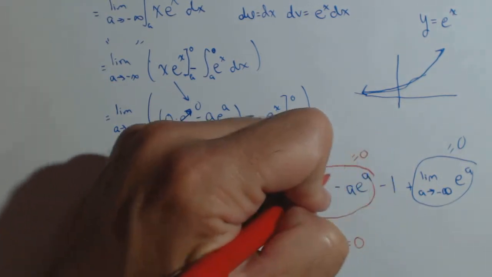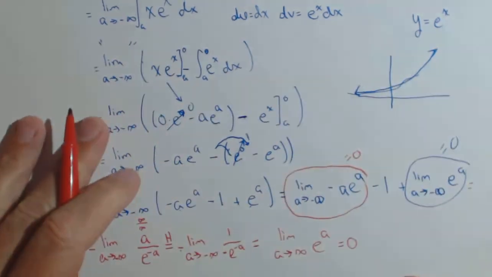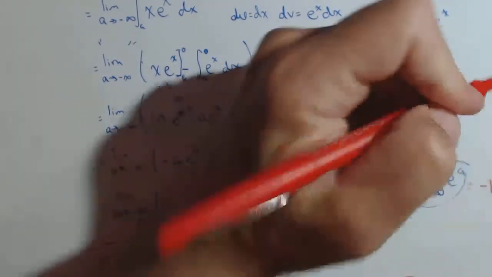So when all said and done, we get that our improper integral is equal to -1.